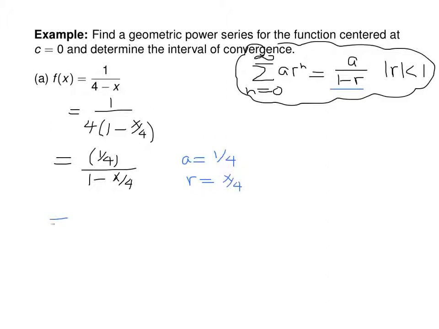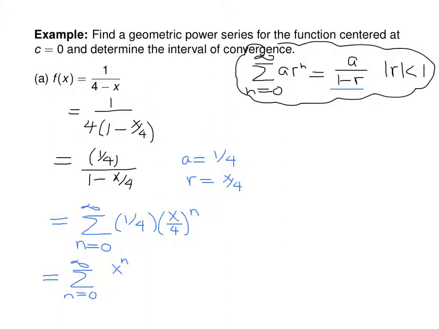So this is equal to the series summed from n equals 0 to infinity, 1/4 multiplied by r to the n, x over 4 to the n, which you could express as a sum from n equals 0 to infinity, x to the n over 4 to the n plus 1.